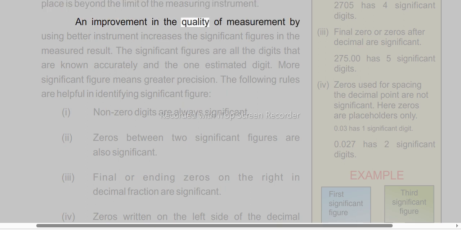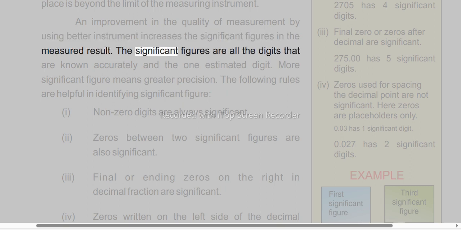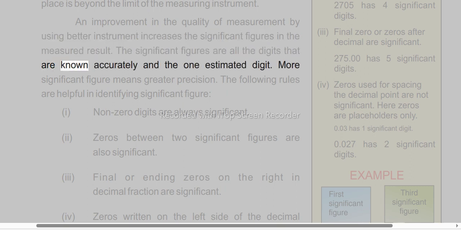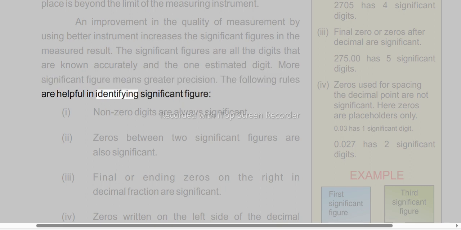An improvement in the quality of measurement by using a better instrument increases the significant figures in the measured result. The significant figures are all the digits that are known accurately and the one estimated digit. More significant figures means greater precision. The following rules are helpful in identifying significant figures.